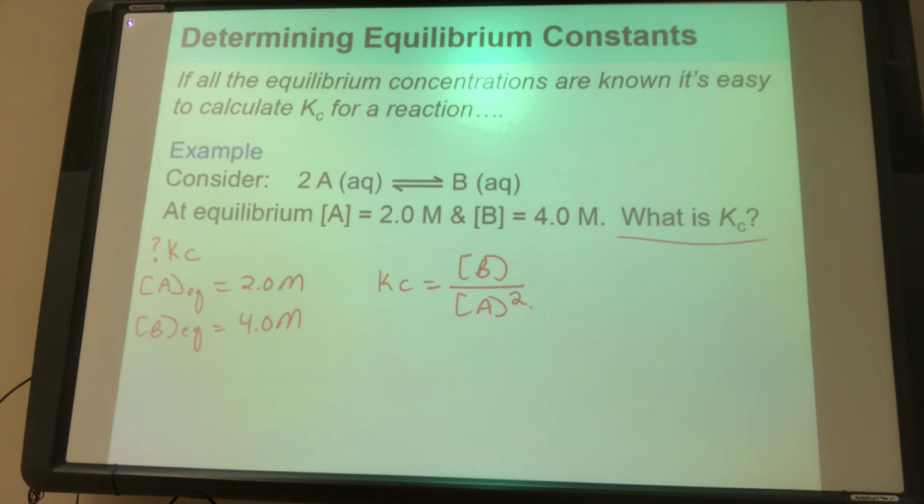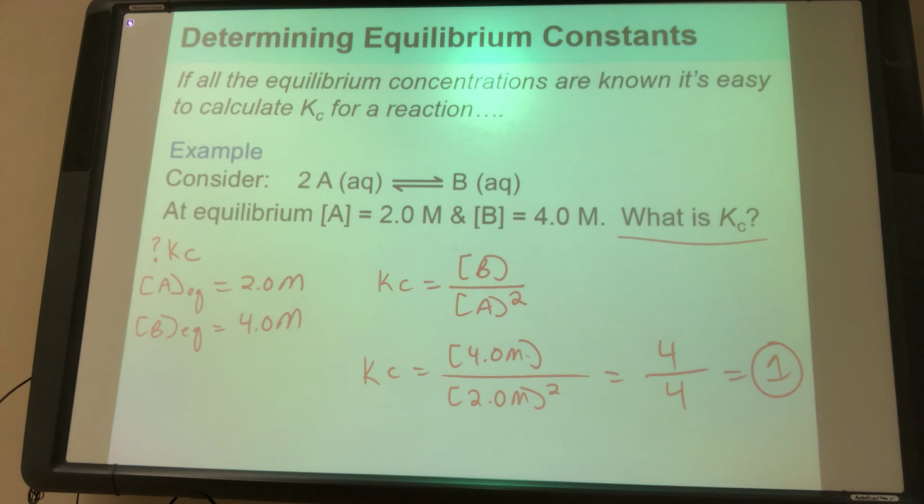All right, so then if I want to solve for Kc, do I know the equilibrium concentration for B? Yep, right here. Do I know the equilibrium concentration for A? Yep, right here. So I plug it in. This is 4. This is 2 squared. So this is just 4 divided by 2 squared is 4. So we get 1. Now, there's no units. So the Kc is just 1.